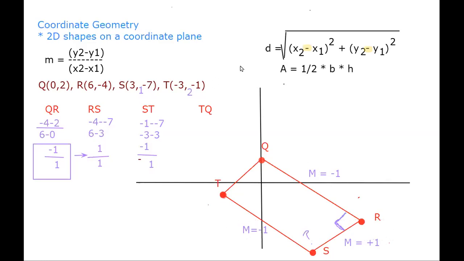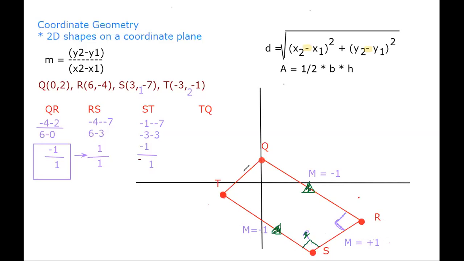That means I could draw in my little parallel notation arrows. I know they're parallel. I just proved it because they have the same slope. Well, if those are parallel, guess what? This is a right angle. I don't have to question that now. I know it. Now we just need to know about QT.